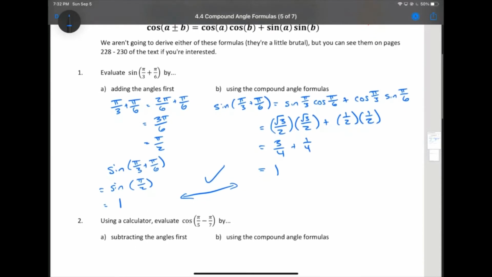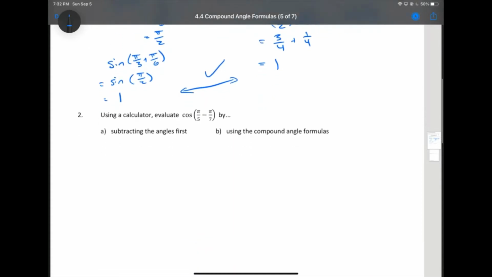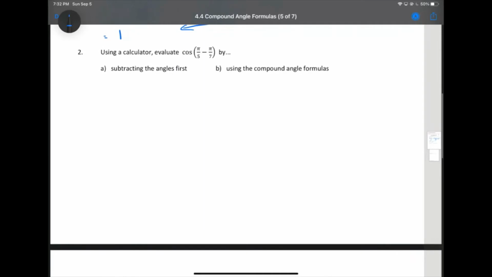Now let's do this one again. This time it says use a calculator, and the reason for that is because pi over 5 minus pi over 7 is not going to be a pretty number to work with.